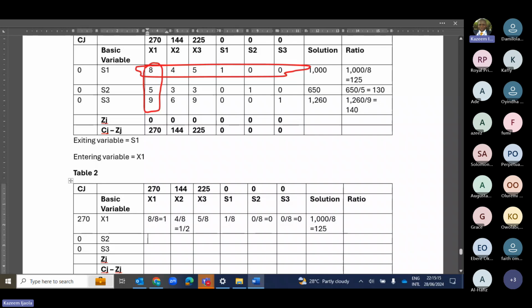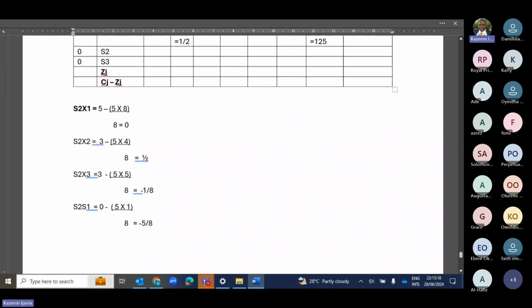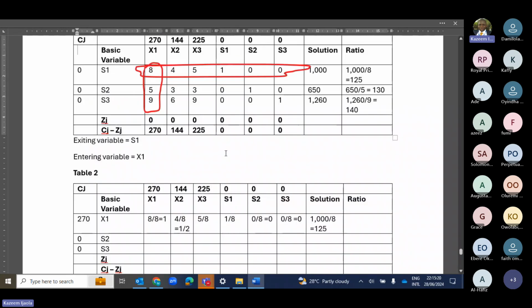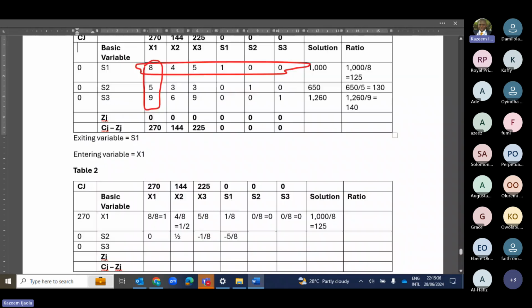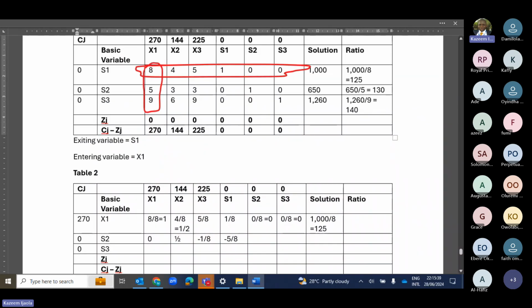So please, ladies and gentlemen, follow these steps and finish everything here. Let me just copy the figures. This one is what we got: 0, 1 over 2. Okay, minus 1 over 8. Okay, here minus 5 over 8. That's what we got, right? Yes, minus 5 over 8. Then we have 1 and 0. Then here will be 250.